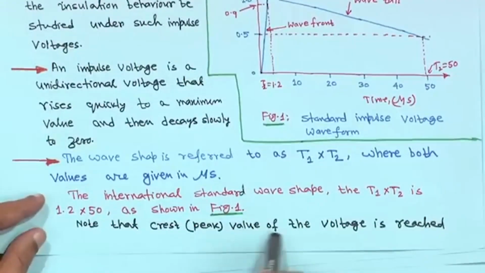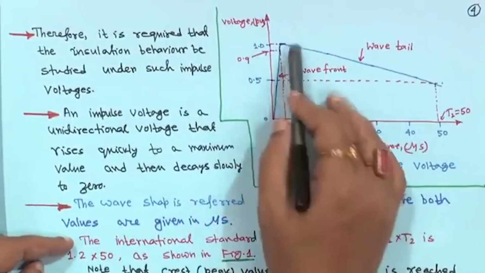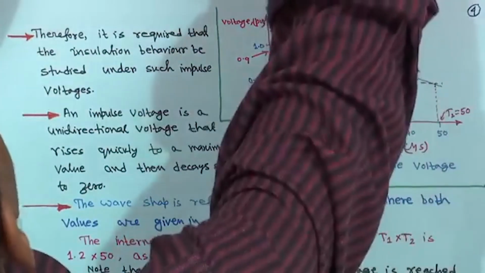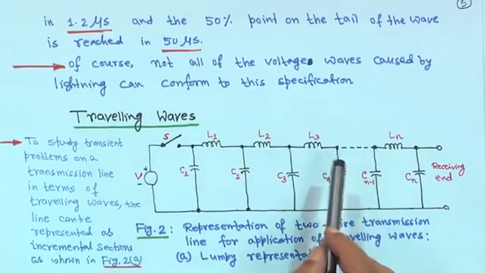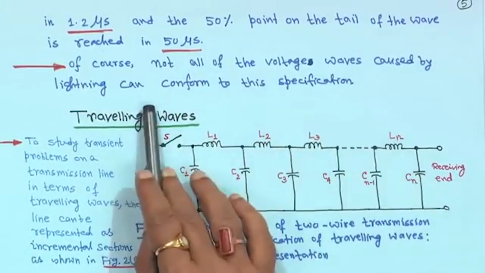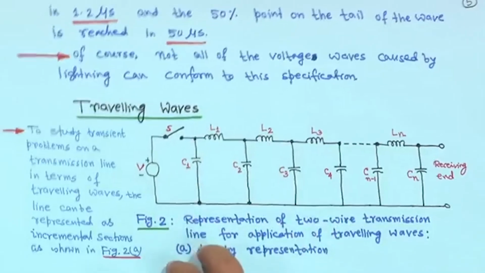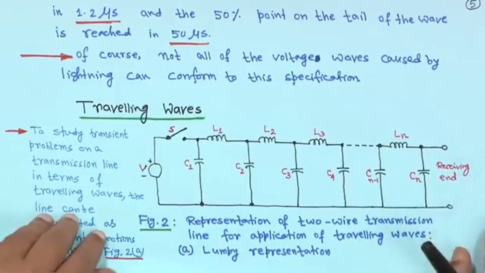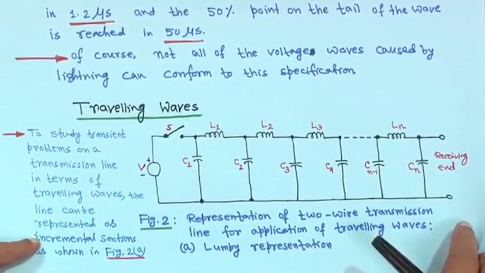Note that the crest value of the voltage is reached in 1.2 microseconds, and the 50% point on the tail of the wave is at 50 microseconds. I told you this already. Of course, not all voltage waves caused by lightning conform to this specification. Even in a laboratory impulse voltage test, you will not always find exactly 1.2 or 50, it may change, but this is the standard.